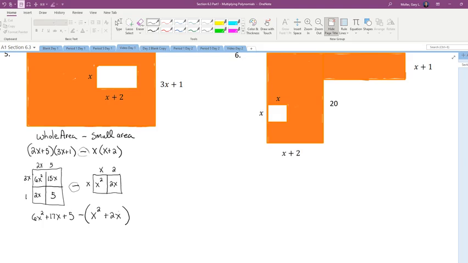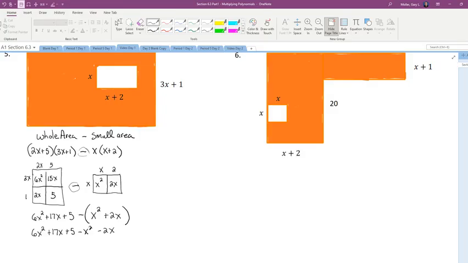So then how are we going to do this? So this goes back to our adding and subtracting of polynomials. So I would like you to rewrite the problem and distribute the negative. Negative x squared, negative 2x.